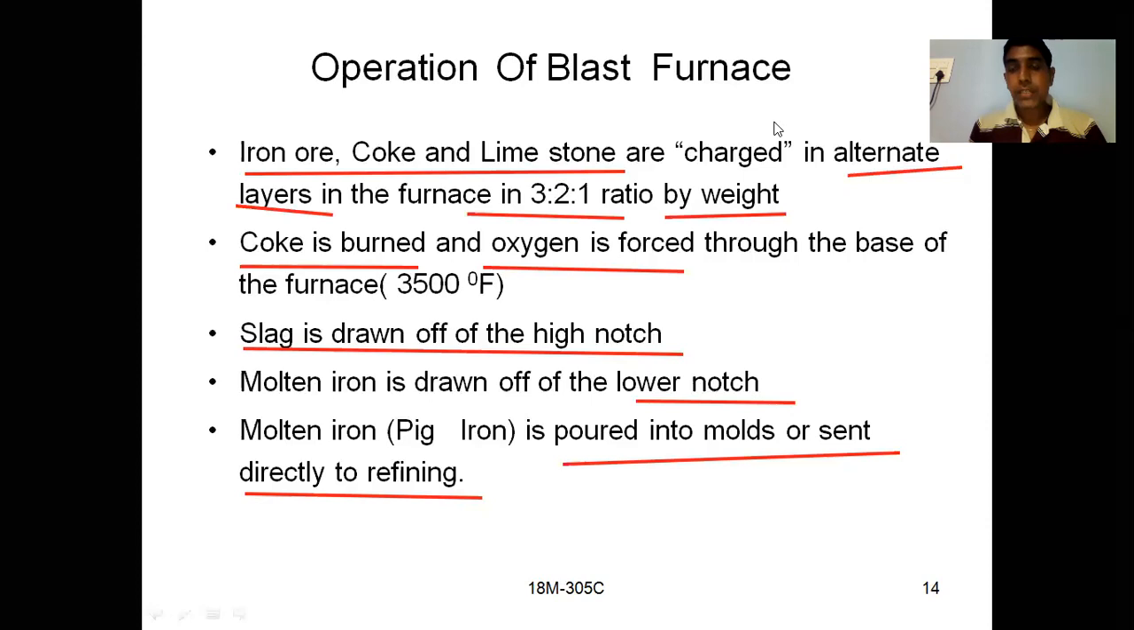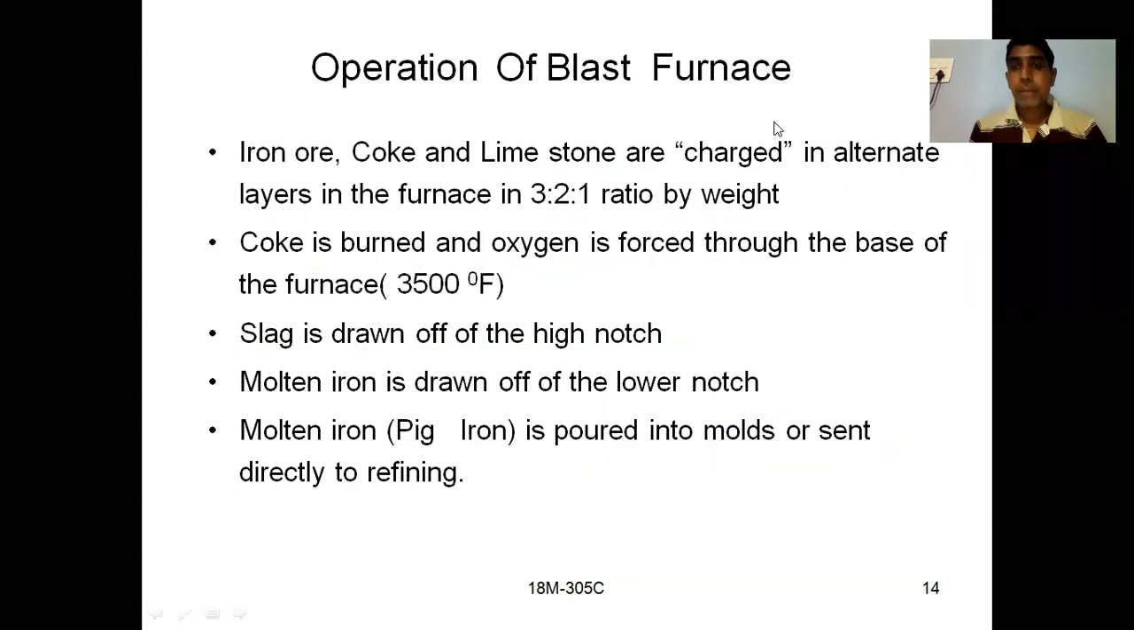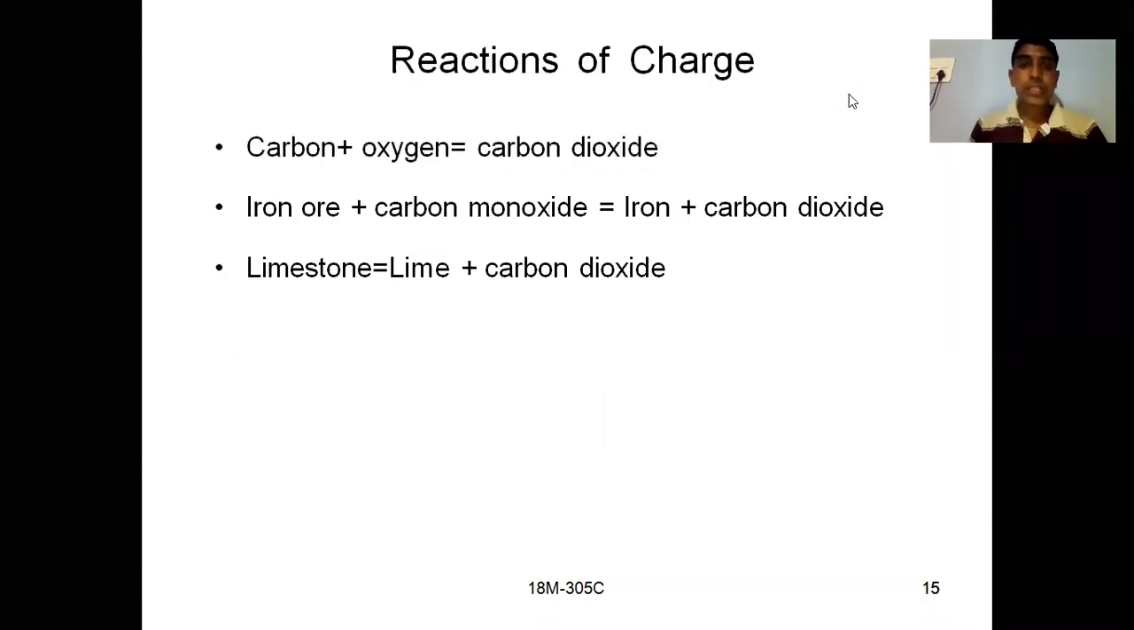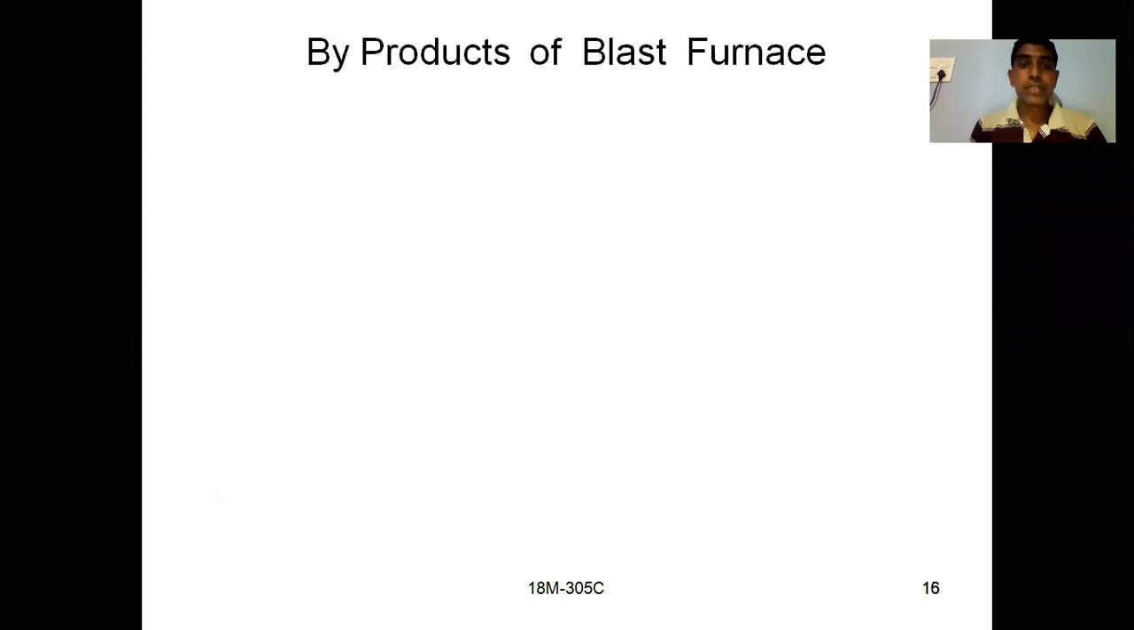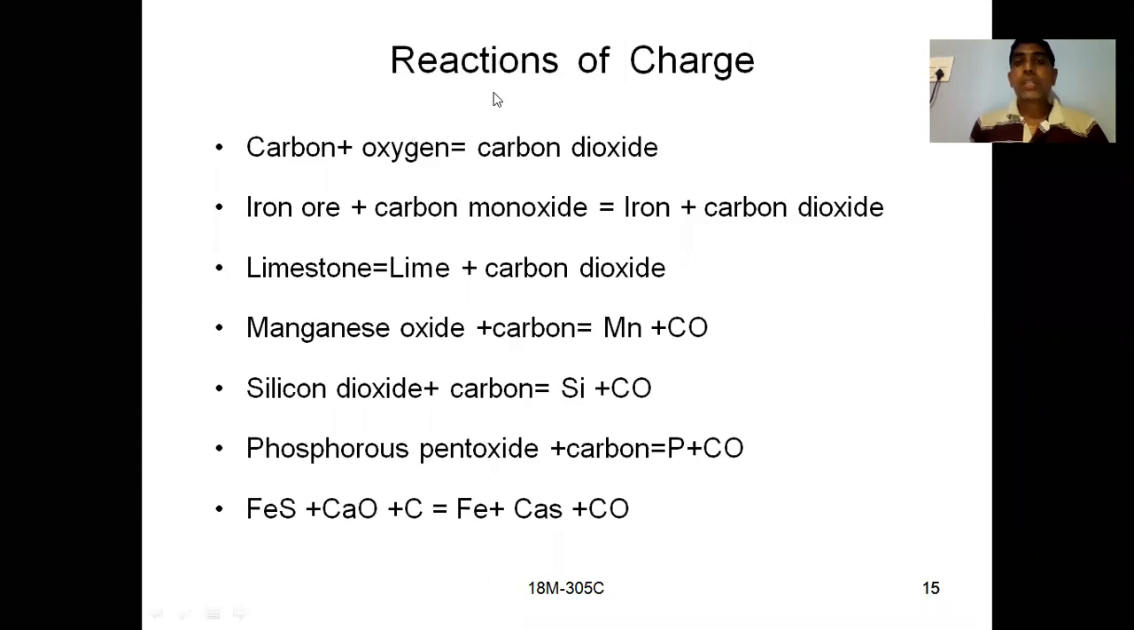Later we will discuss different reactions here. Okay, this is also very important in the examination. See, what are the reactions of charge? So how the reactions will take place in the blast furnace, and how you are going to get this pig iron. See here, first your carbon that is present in the coke and oxygen will react, and carbon dioxide will be formed. So the first reaction, you are going to get carbon dioxide.